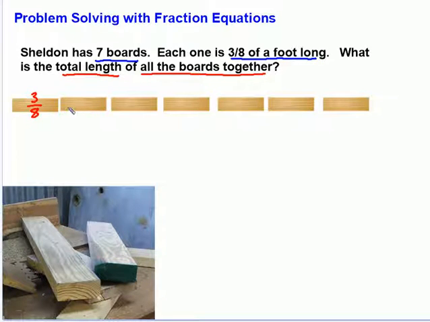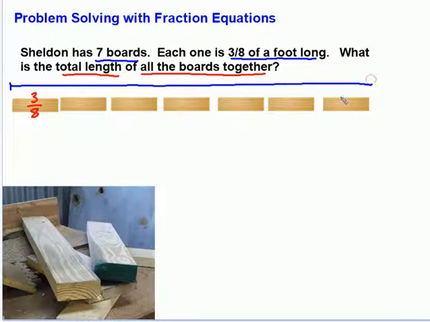What operation are we dealing with? Well, we have a total length here. We don't know how long this length is, so that'll be x. And we're dividing that into smaller pieces of 3/8. So what we have is x divided by 3/8. And what's that going to be equal to? That's going to be equal to 7. Our total length, when we divide it up into groups of 3/8, will give us a total of 7 boards.